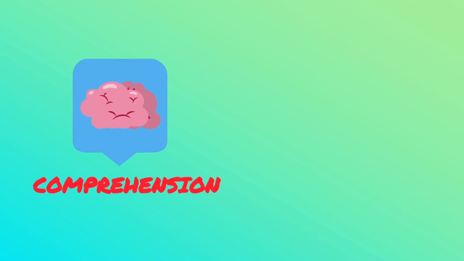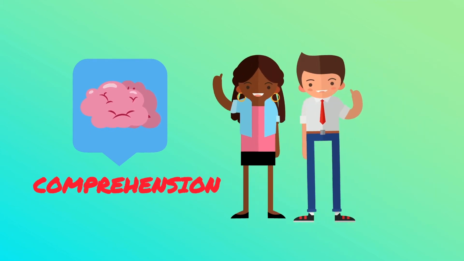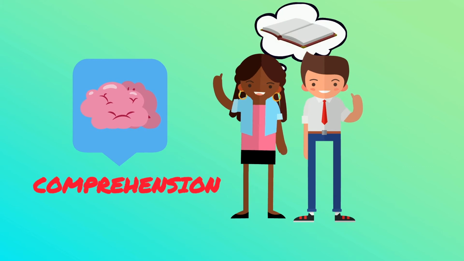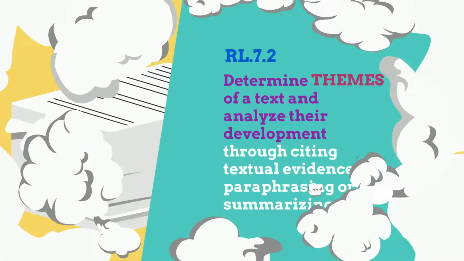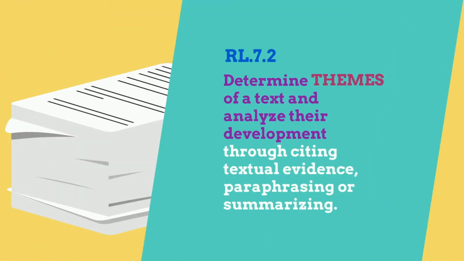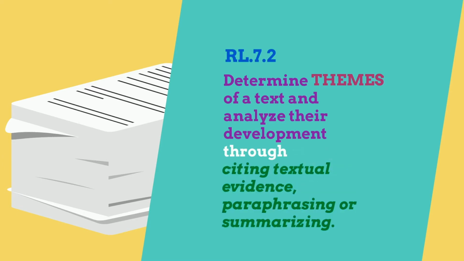Comprehension is the concrete dimension that requires an objective understanding of text, topic, or convention of language. It's how your students will communicate their content and analysis understanding from the standard. Let's return to RL.7.2, our first reading standard. Students will communicate the development of the theme they analyze by citing textual evidence, paraphrasing, or summarizing.